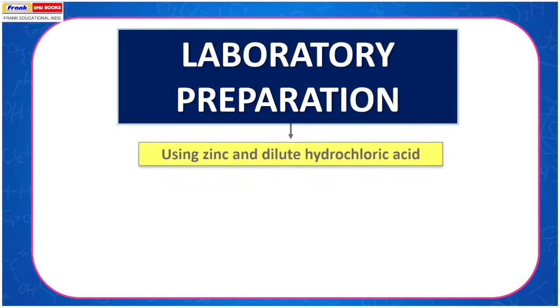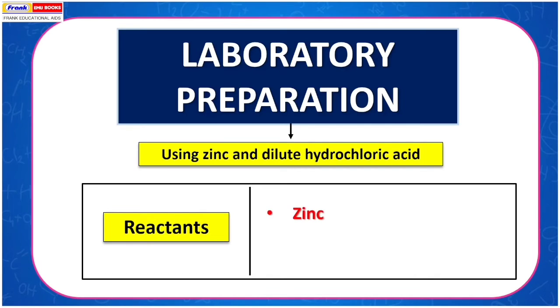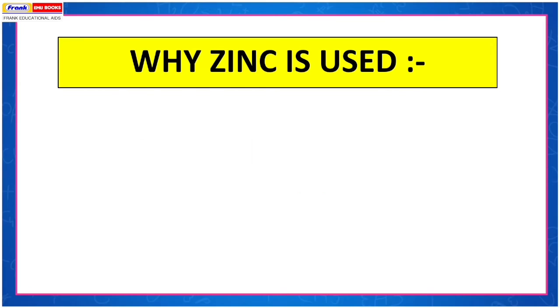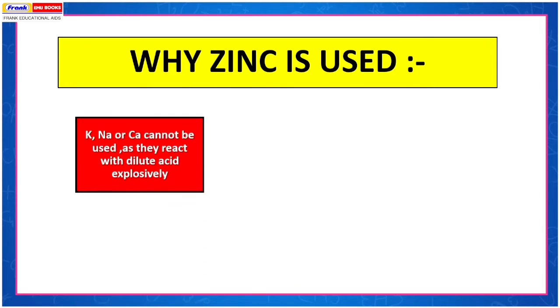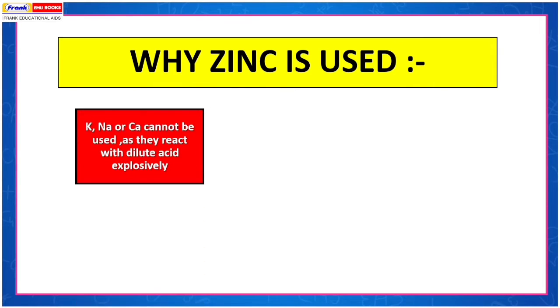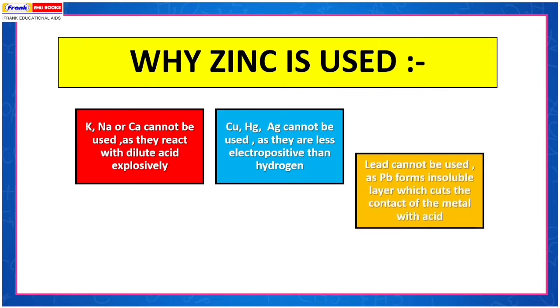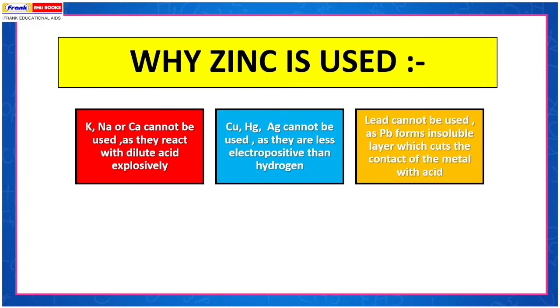Laboratory preparation of hydrogen using zinc and dilute hydrochloric acid. Reactants here are zinc and dilute hydrochloric acid or dilute sulfuric acid. Why is zinc used? Potassium, sodium, or calcium cannot be used as they react with dilute acid explosively. Copper, silver, and mercury cannot be used as they are less electropositive than hydrogen. Lead cannot be used as lead forms an insoluble layer which cuts the contact of the metal with acid.